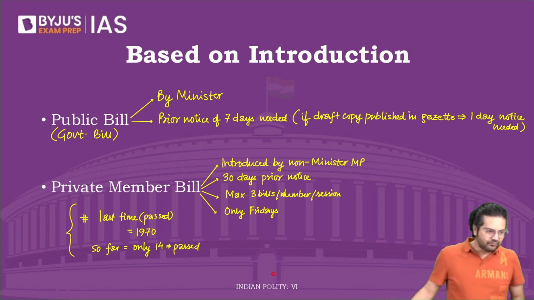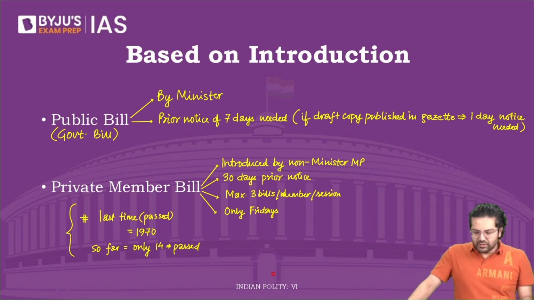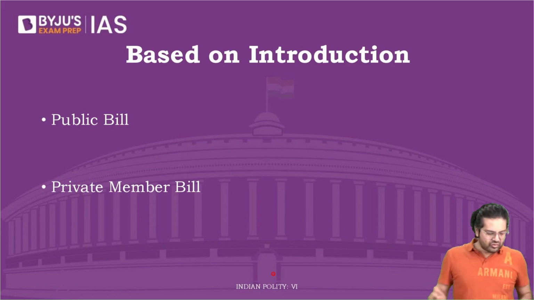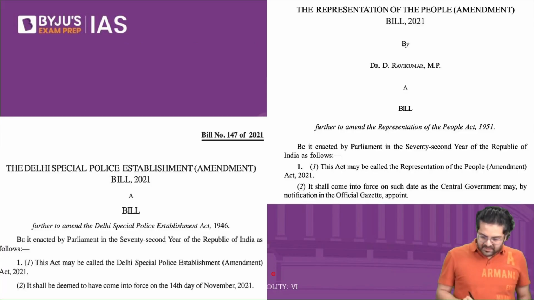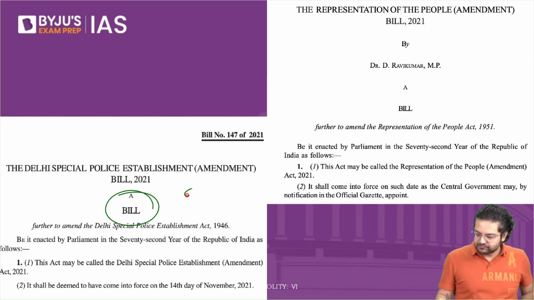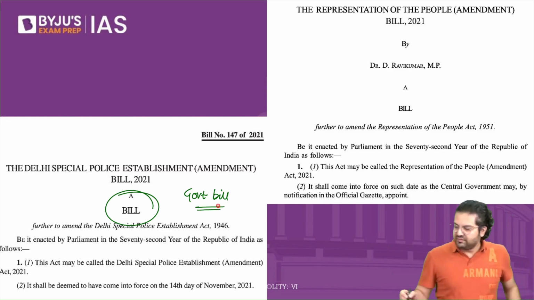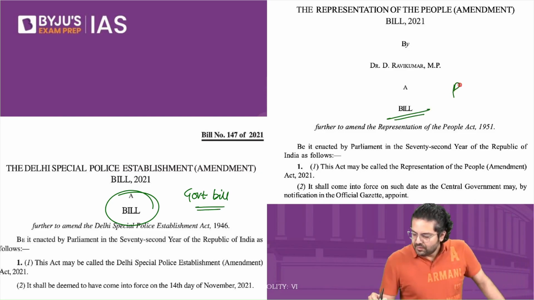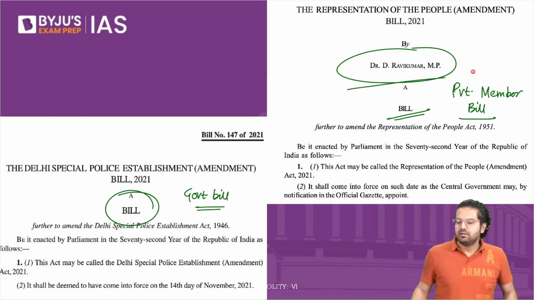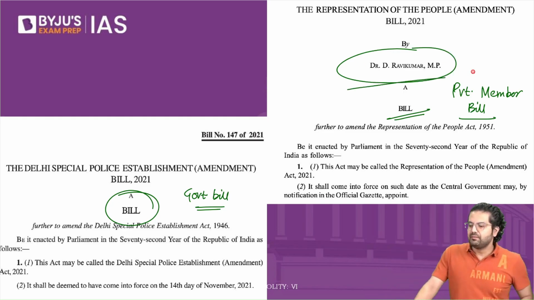Clear? Now, moving on, just to show an example. This is an example of a government bill. This is an example of a private member bill. Why? The name is mentioned. Dr. D. Ravi Kumar, MP. He has brought this bill. Clear?